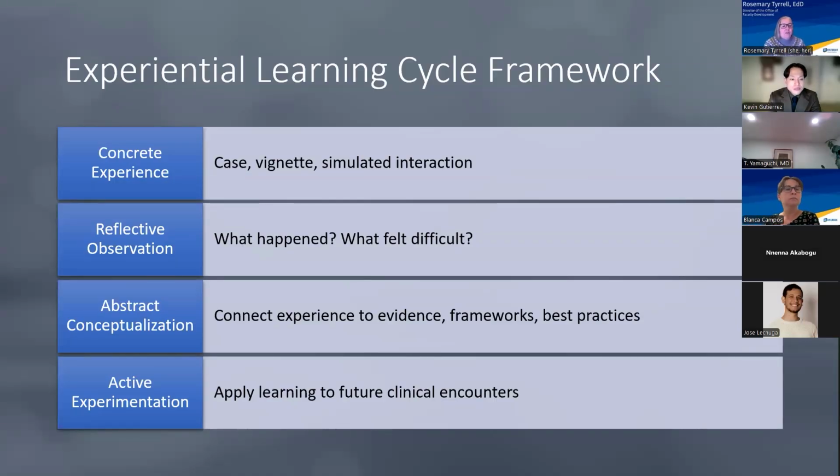So the framework is first the concrete experience. So whatever that is, a case, a vignette, a simulated interaction, and then reflective observation, what happened, what felt difficult, an abstract conceptualization. So connecting that experience to evidence, to different frameworks, to best practices, then active experimentation, and then applying that learning to future encounters. And around you go in the cycle again by having another concrete experience where you do the same.